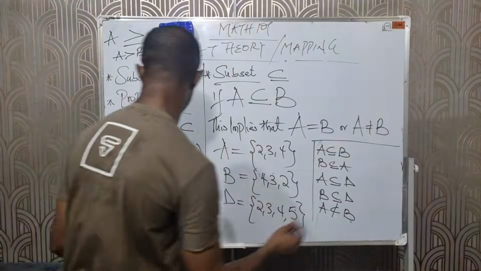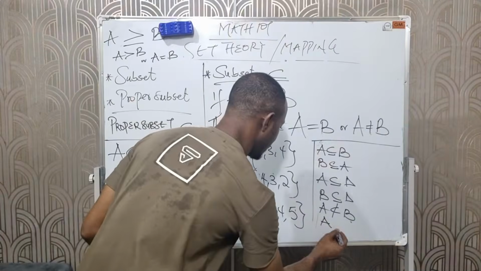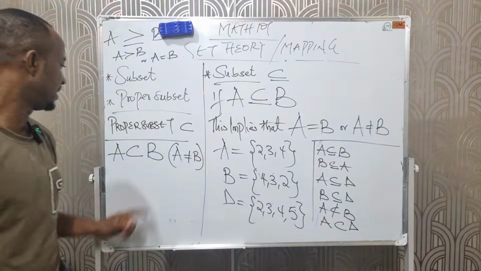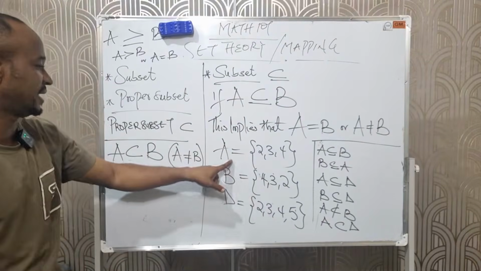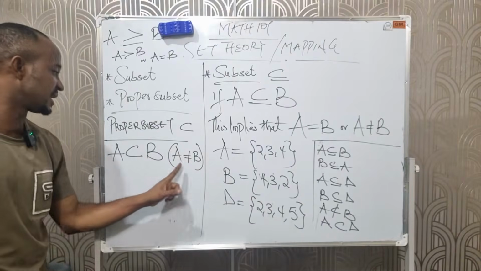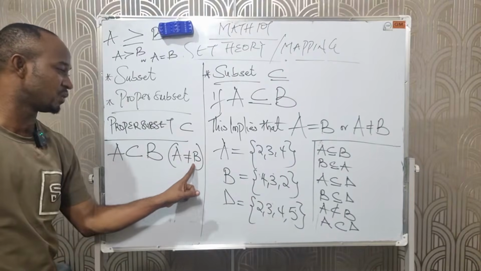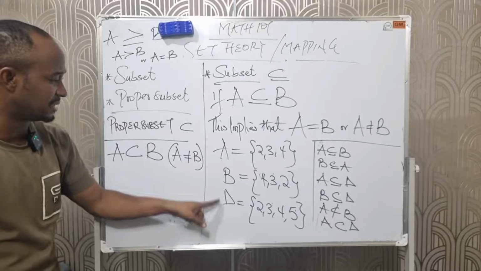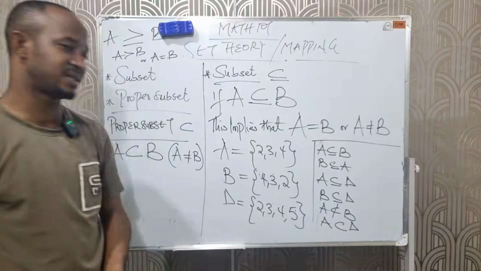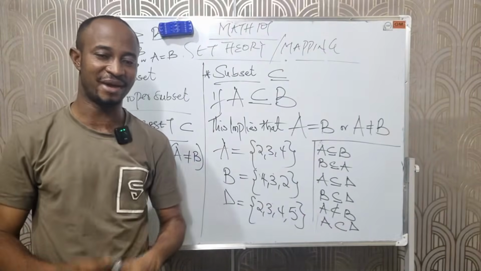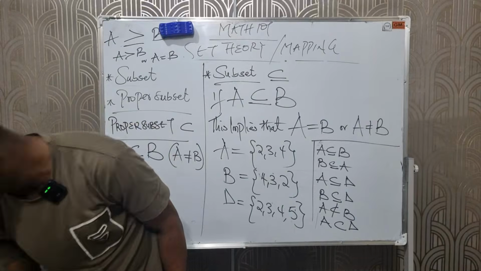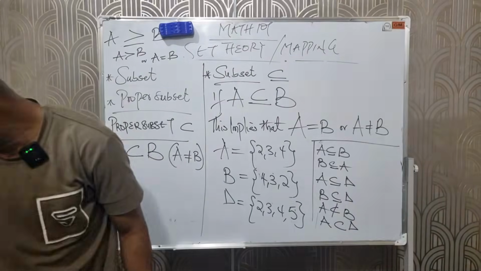But can we say that A is a proper subset of D? Of course, yes. Set A is a proper subset of D because the condition for this is that A is not equal to what? D. And it's true. If you look at A and D, they are not equal sets. So that means that A is a proper subset of D. Am I communicating? Now let's move on to the next one. Please, if you are following, say I'm following.